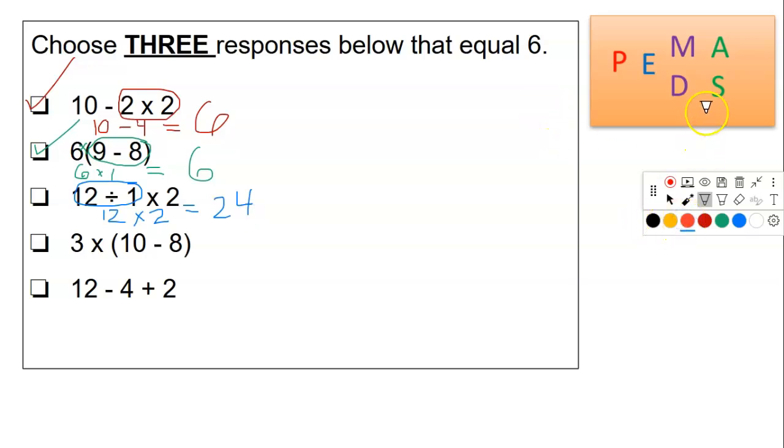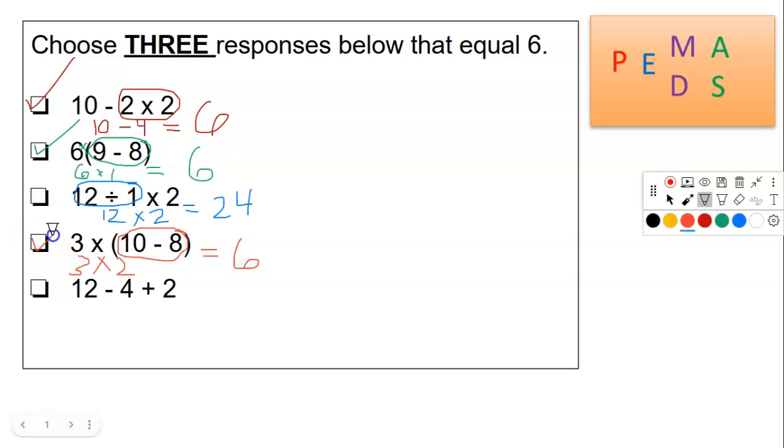Moving on to the next one, we have 3 times 10 minus 8. Are there any parentheses? Yes, this time there are parentheses. It doesn't matter what's inside the parentheses, they are always going to go first. So 10 minus 8 equals 2. We don't do exponents. Is there any multiplying or dividing? Yes, we have this 3 out here now that we have to multiply. 3 times 2 equals 6.